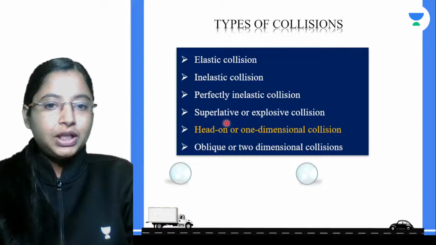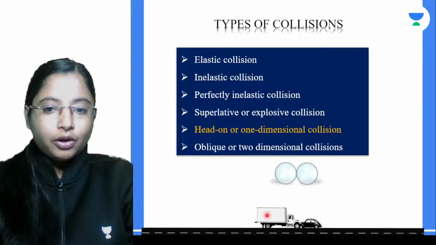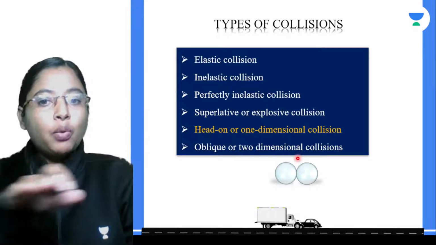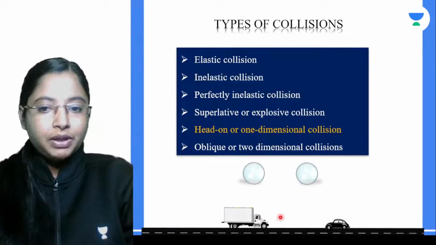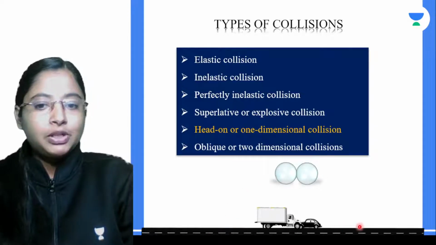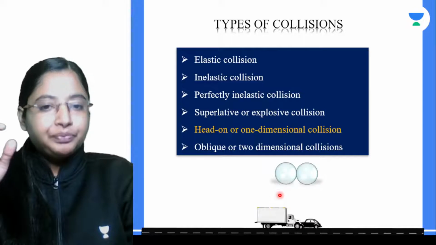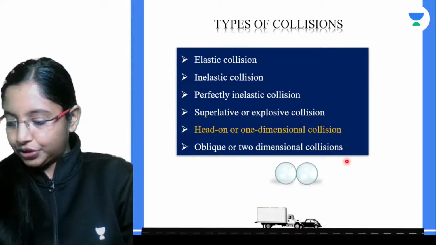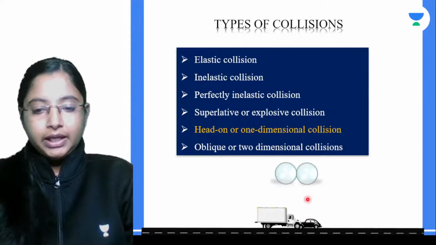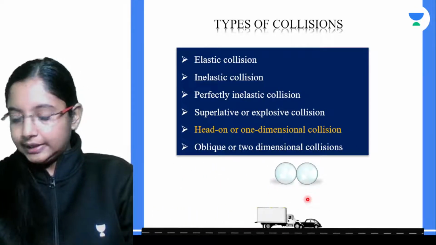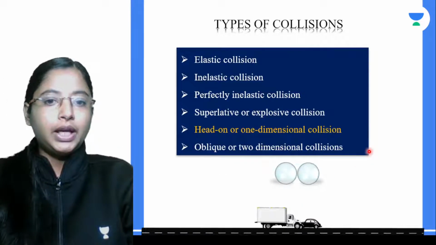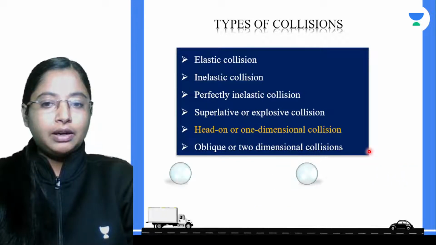Any collision that you see, if it is going to happen head-on, in one direction, in one dimension, along a uniform line, then we call it head-on or one-dimensional collision. In this case, the objects that are colliding move along the same path before and also after the collision. What we have here is very simple.